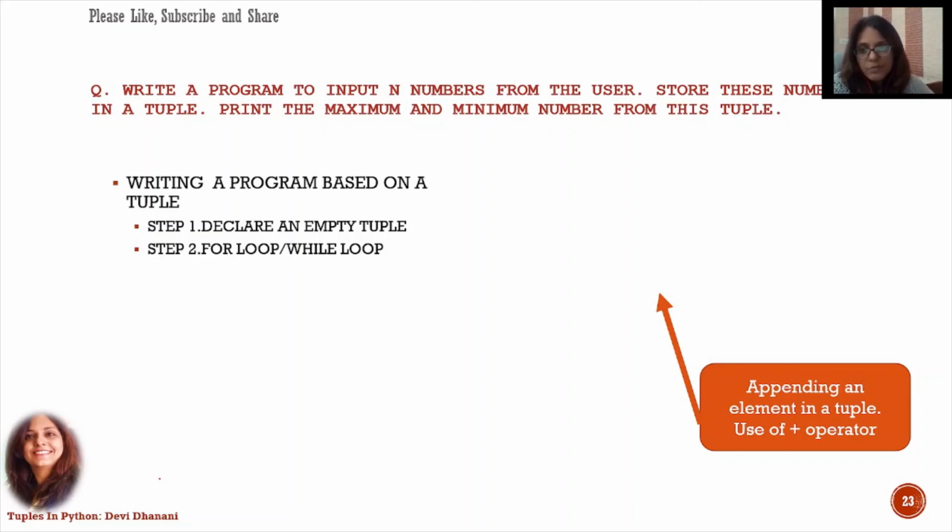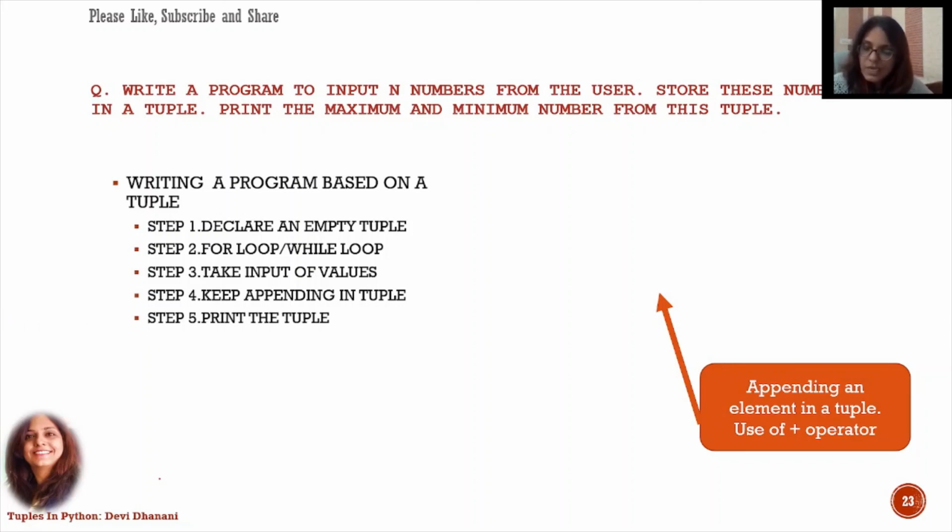So the next step would be to either use a for loop or a while loop to take the input of values from the user. And the third step would be to actually take the input of values. Fourth step, how to append values in a tuple. That means keep appending values in a tuple, that we are going to see, and then how to print the tuple. So let's assume that our tuple is tup2 over here, an empty tuple I've created. I will execute this particular task using the while loop.